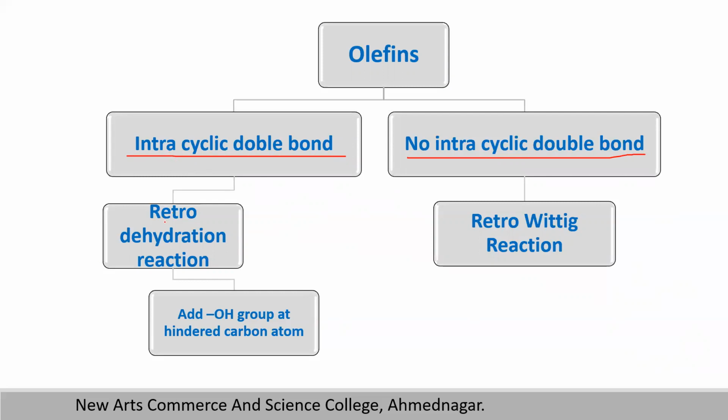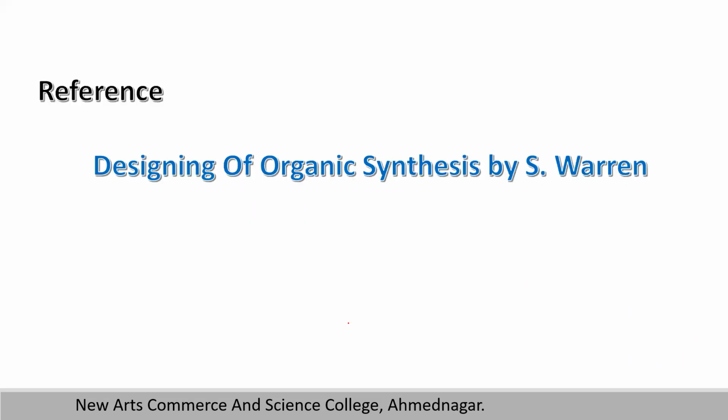If intracyclic double bond is there, you always go with the retro dehydration reaction. If the double bond is not part of a ring, then you go with the Wittig reaction. Now, if you are preferring a retro dehydration reaction, then always remember that addition of hydroxy group at hindered carbon is preferred. So that you always remember. That I already explained. You go through this book, Designing of Organic Synthesis by Warren.